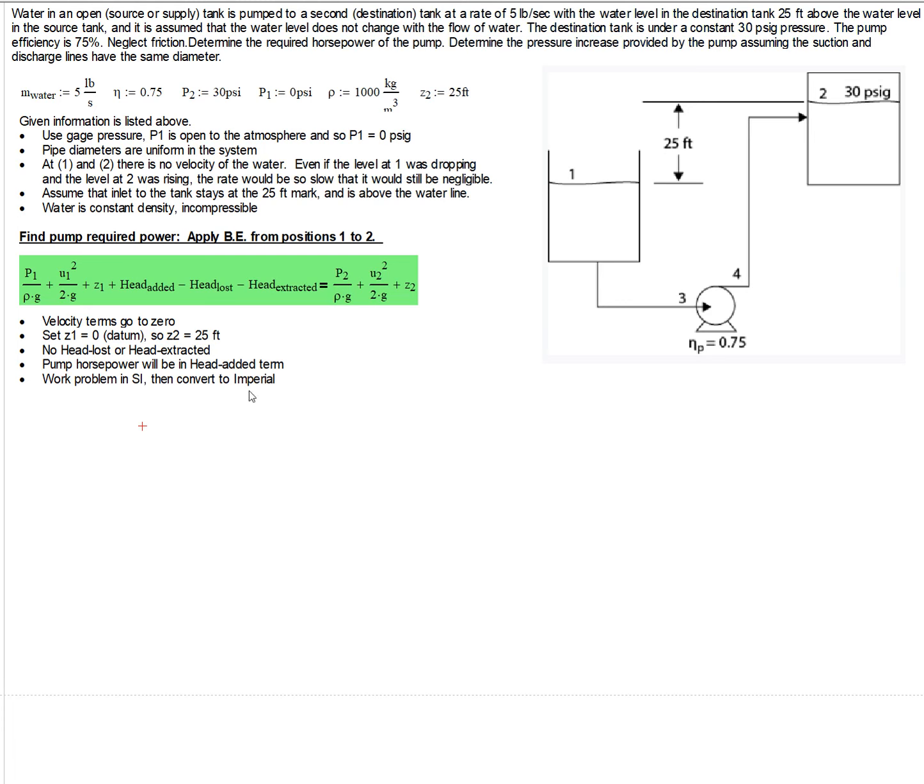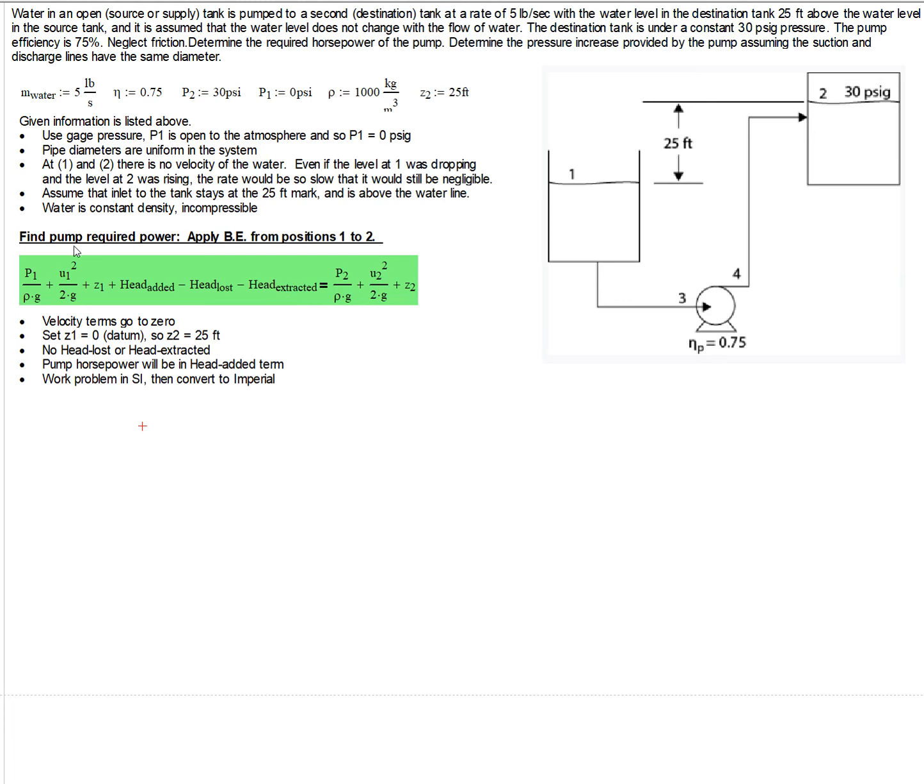Next thing we'll do is set the datum, our baseline elevation, to this height here in tank 1, so we have a difference of 25 feet. We are also told that we can neglect friction losses, and so that means that the head loss is equal to 0. Also, of course, there's no kind of turbine or expander here extracting energy, so that is going to go to 0.